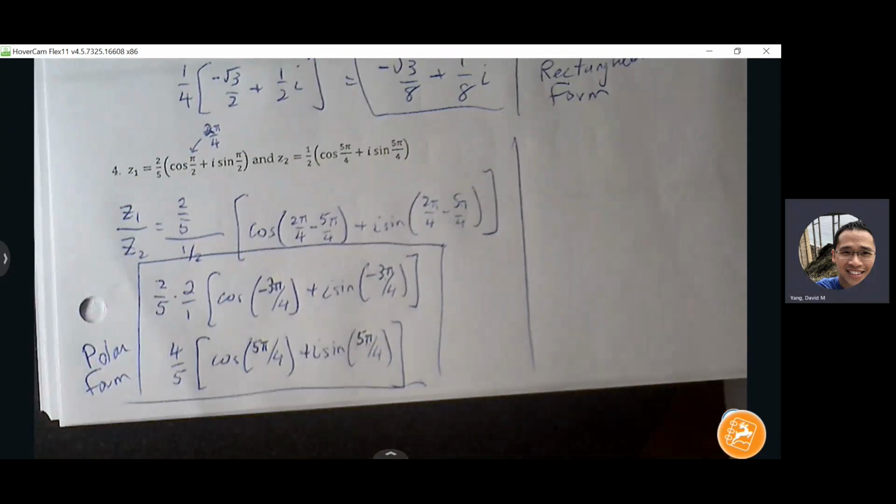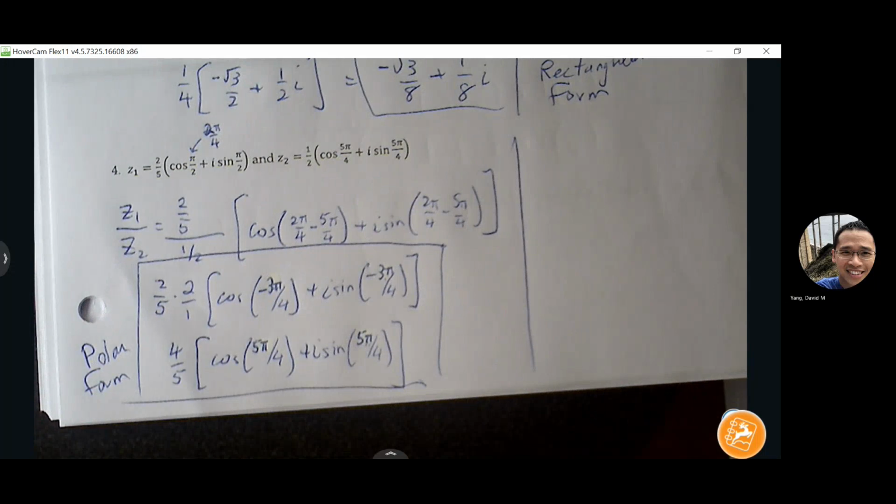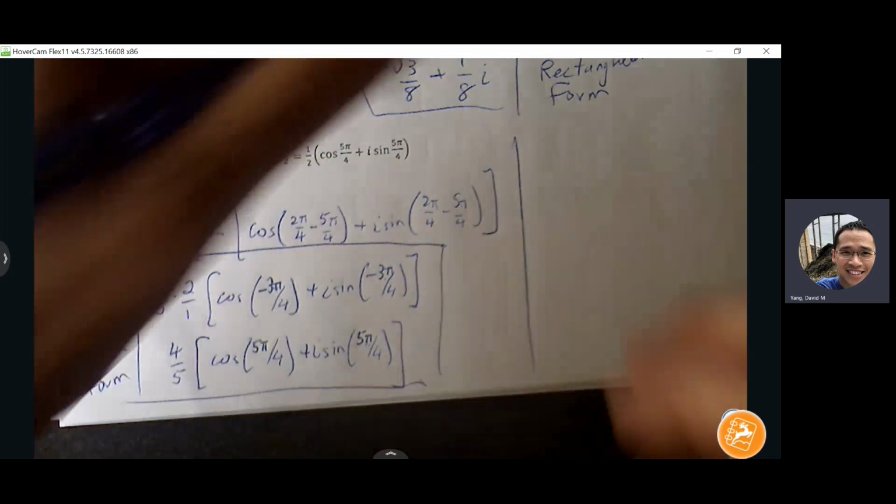So now let's move into rectangular form. This is in the pi over 4 family. We know that cosine and sine will be root 2 over 2, but this is third quadrant, so they'll both be negative.